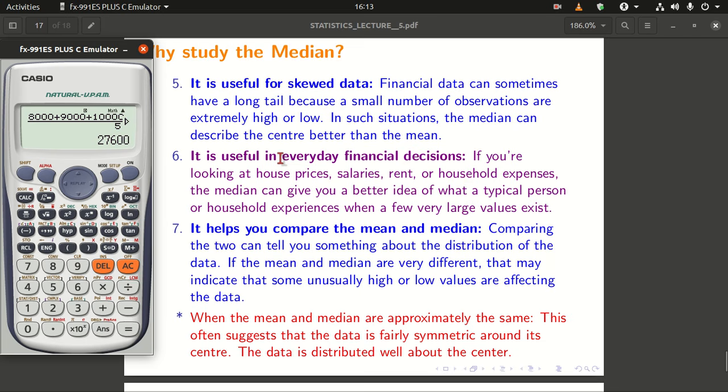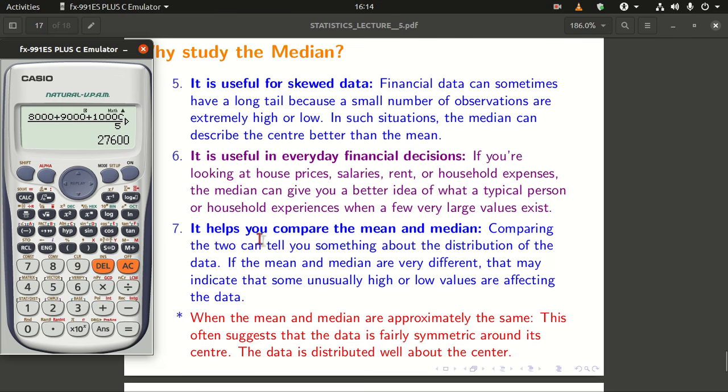And it is also useful in everyday financial decisions. If you are looking at house prices, salaries, rent, or household expenses, the median can give you a better idea of what a typical person or household expense is when a few very large values exist. So it also balances us there.